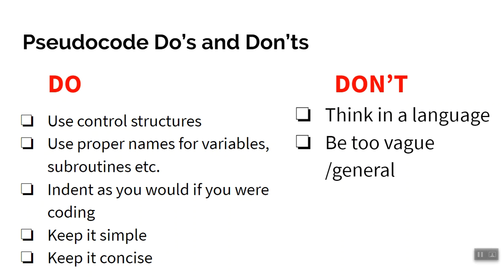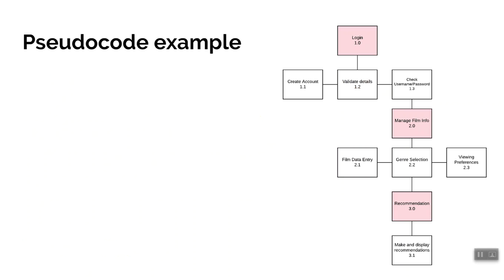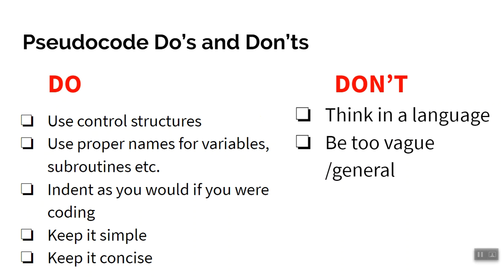So remember, that's what your pseudocode has to do. It has to give an indication that you understand how to solve the problem. Even if you aren't sure how to code it in terms of syntax, you understand logically what the problem is, and how to solve it. So those are your do's and your don'ts.